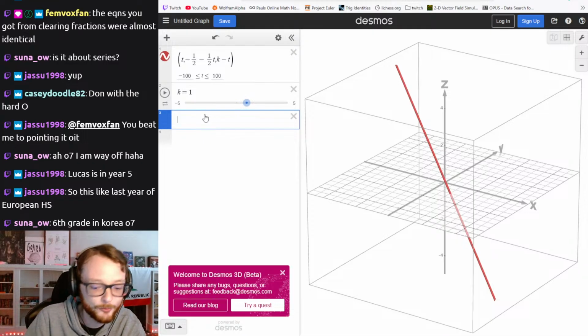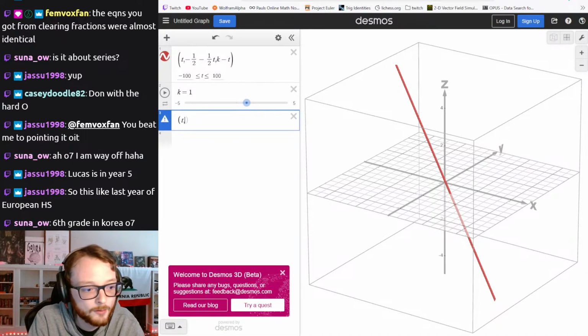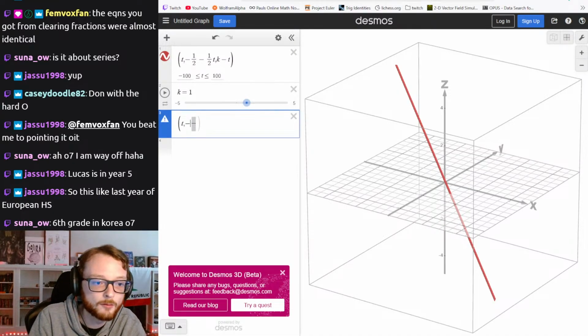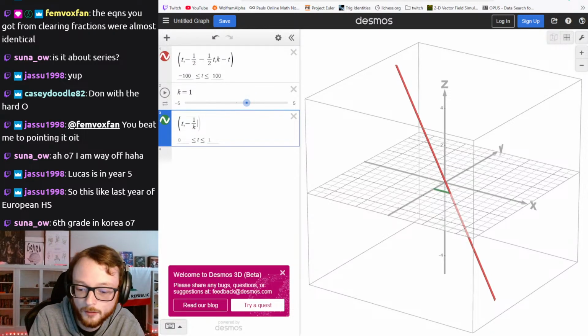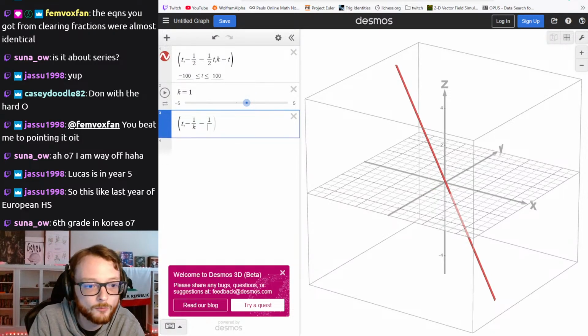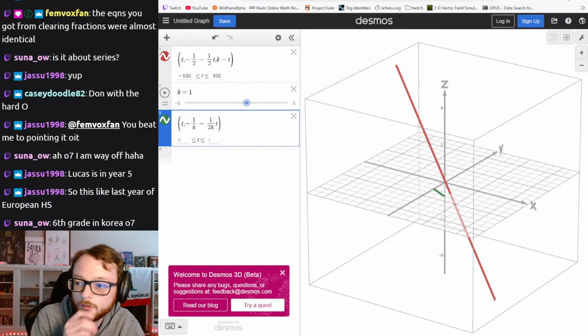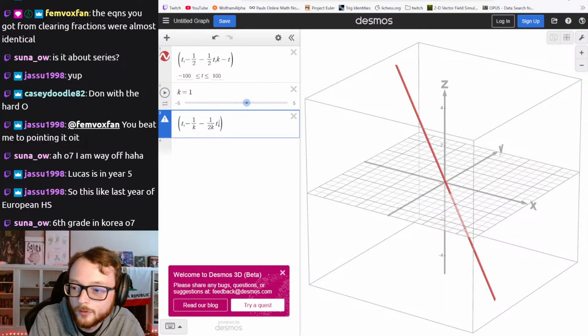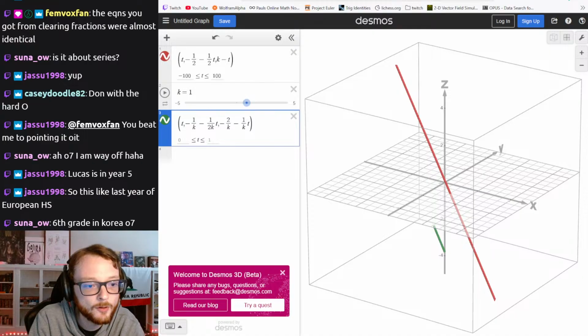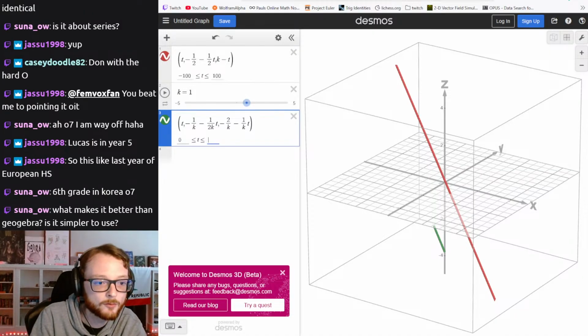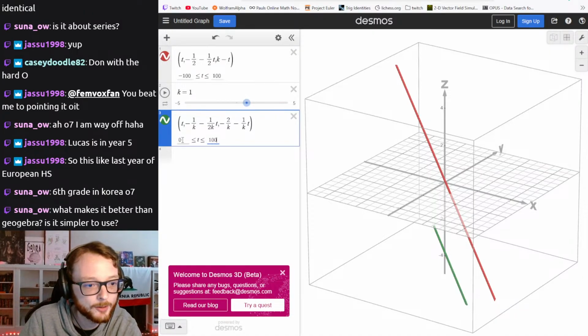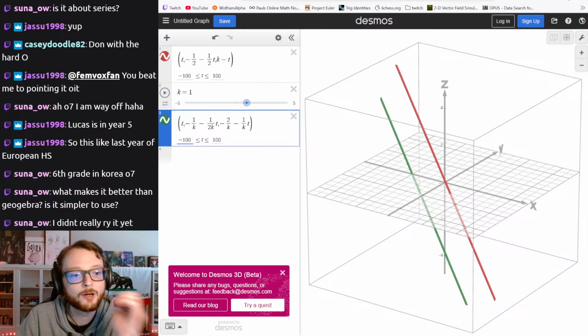God, Desmos is so powerful, dude. t, minus 1 over k, minus 1 over 2kt. Oh, one more component. 2 over k minus 1 over k t. t from minus 100 to 100. Okay.